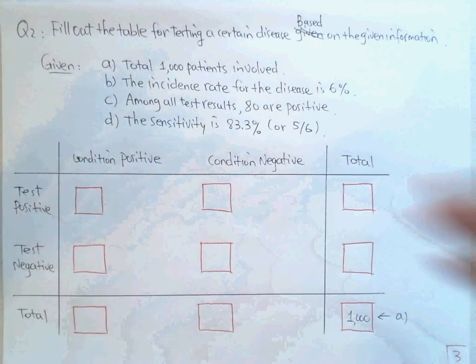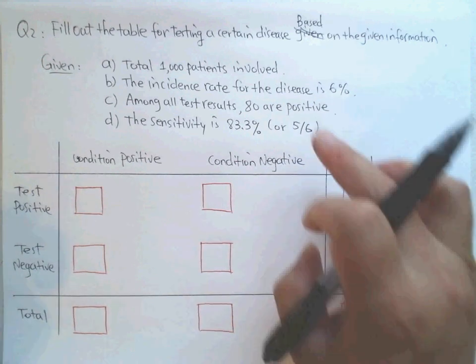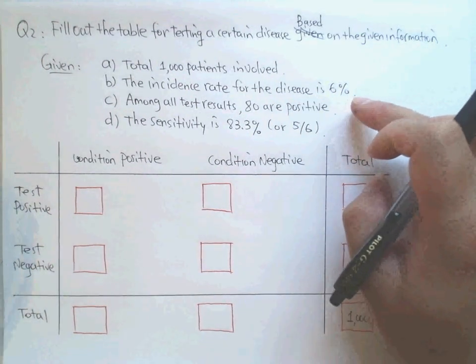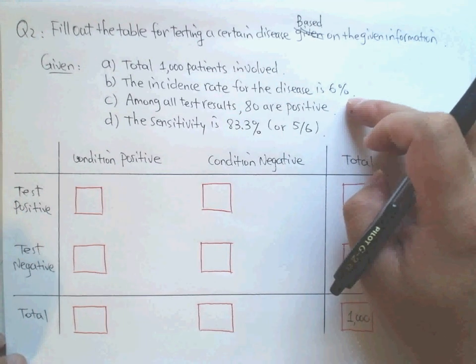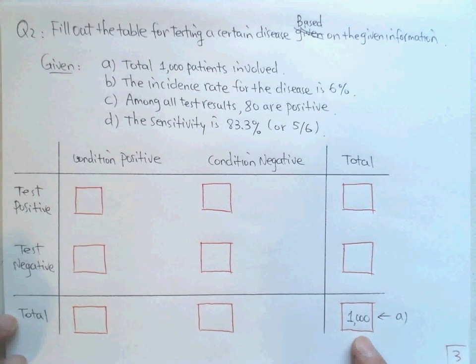The second, the incidence rate for a disease. Does everyone know what the incidence rate is? Okay, I mean based on the population, how many percentage of the rate? How many percentage of the chance for any person to get that disease? This is a very high disease incidence rate. Means what? Means if 100 people, there are 6 people who have that disease.